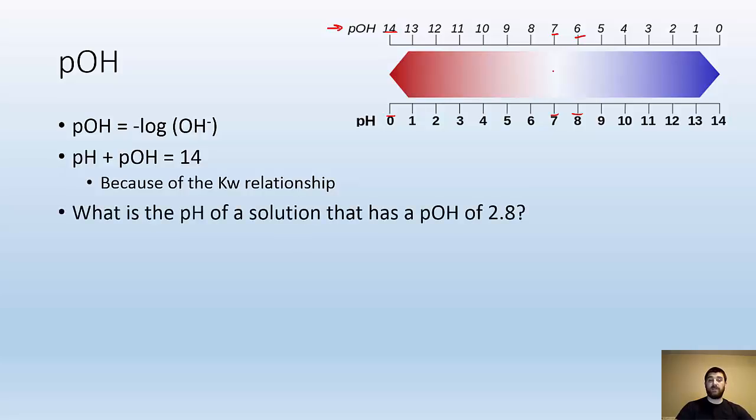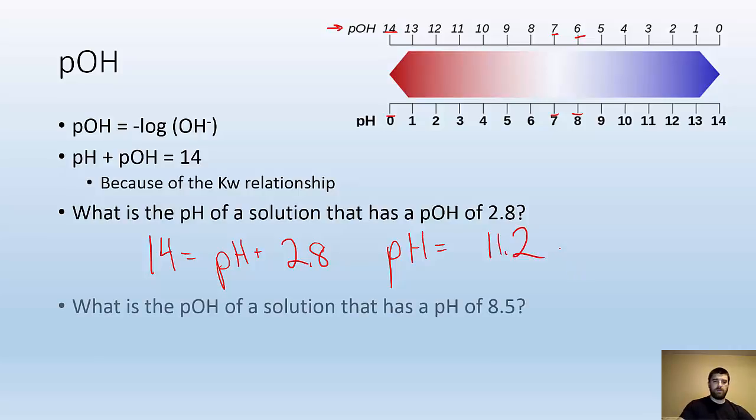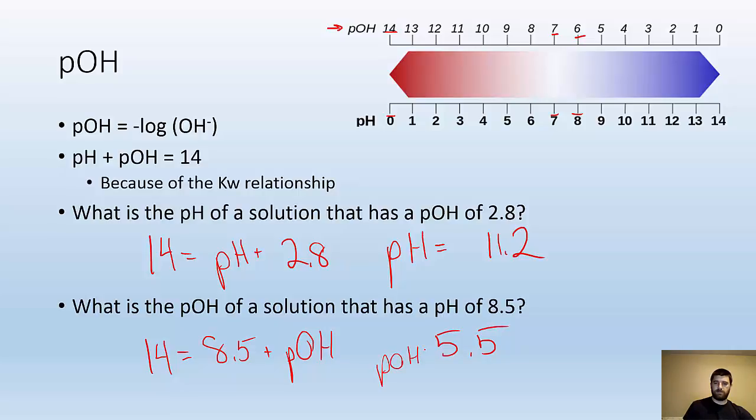All right, so what is the pH of a solution that has a pOH of 2.8? I can do it a number of ways, right? I know that 14 has to equal the pH plus the pOH, which is 2.8. So pH is going to have to equal 11.2. Did that in my head. I'm awesome. All right, what is the pOH of a solution that has a pH of 8.5? Again, I'm going to do the same thing. 14 has to equal 8.5 plus the pOH. What is that? It's going to be 5.5, right, is the pOH. So that's how you do those kinds of problems.